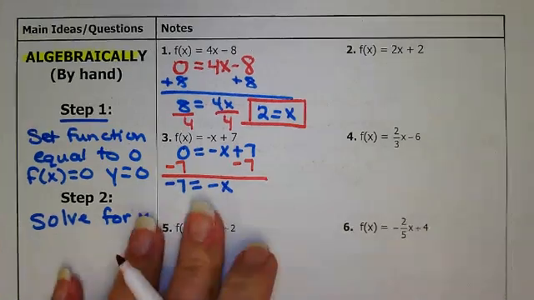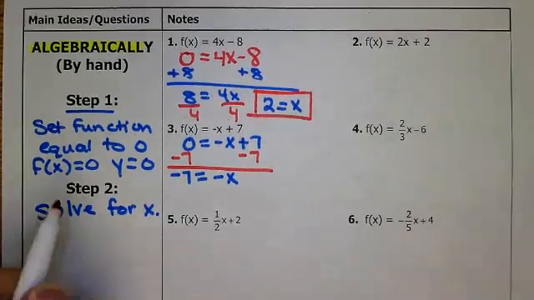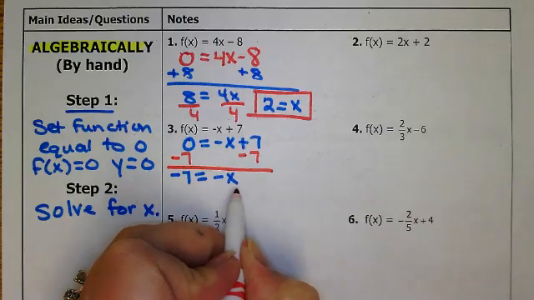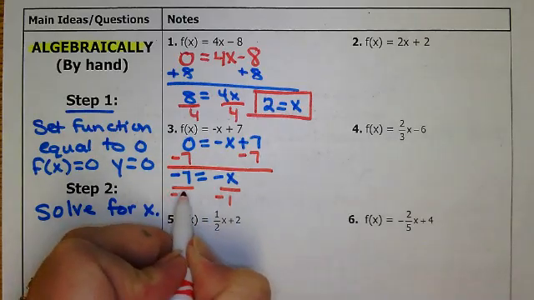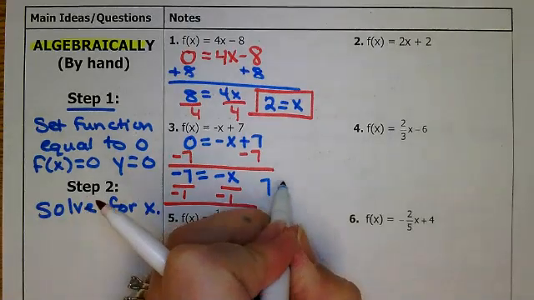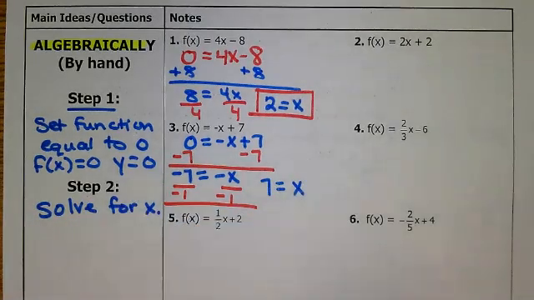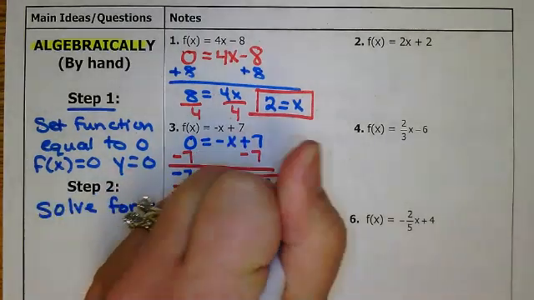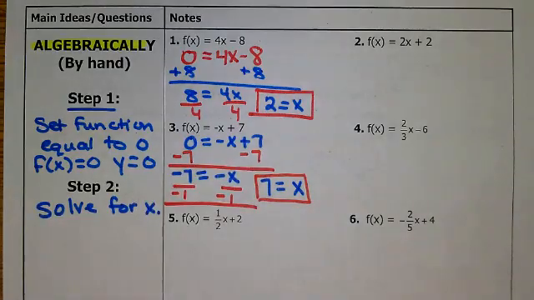Please do not ever leave your variable with a negative coefficient. You're going to divide by -1 because remember there's that value in front that doesn't have to be there. So 7 equals x, which is your final answer. So as of right now, we only have one x-intercept for these.